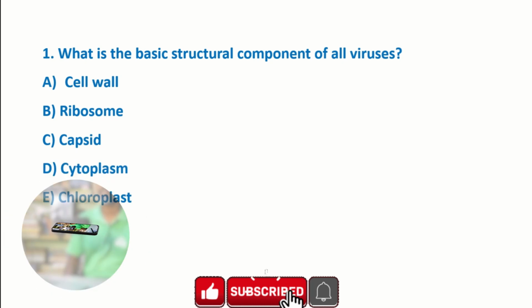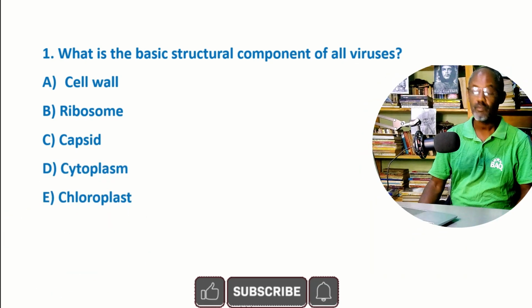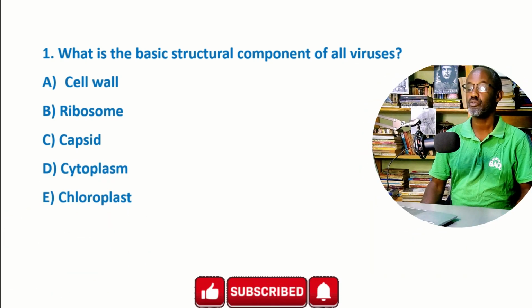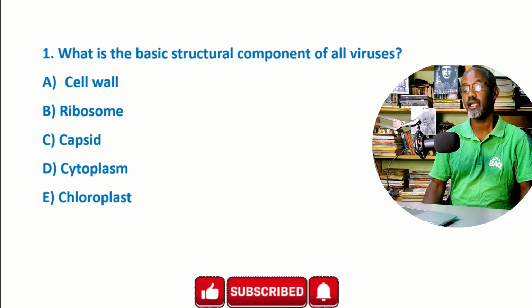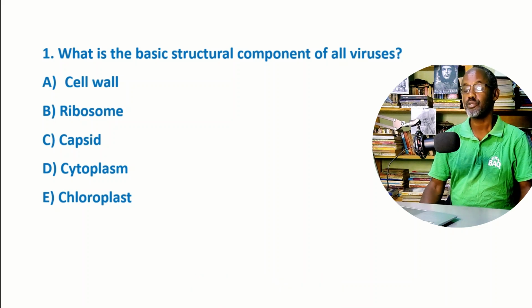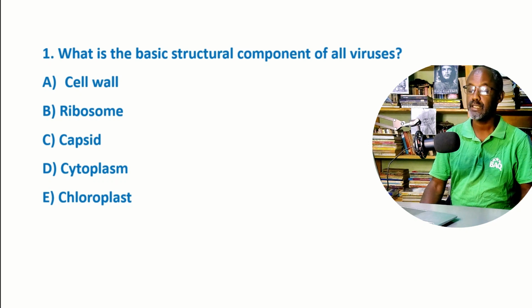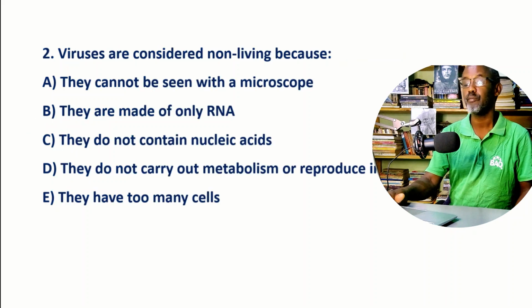Okay, let's start from the first question. The first question asks us, what is the basic structural component of all viruses, and the given alternatives? A. Cell wall. B. Ribosomes. C. Capsid. D. Cytoplasm. E. Chloroplast. Clear. It's a very simple question. The answer is C.